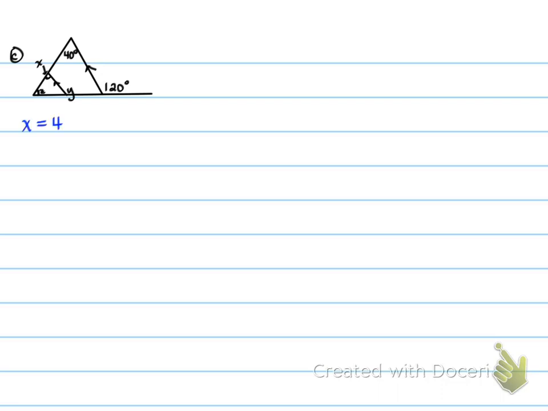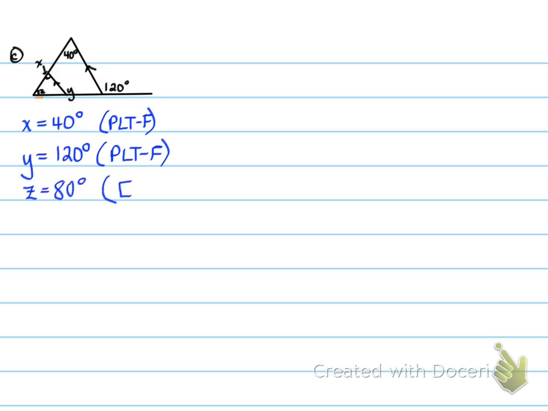Well, Y we can determine to be 120 because of PLT-F. We can also determine that X is equal to 40 degrees because of PLT-F as well. Those are the reasoning, and the answers are 40 for X and 120 for Y because of PLT-F. And you can determine Z is equal to 80, and the reason you can determine that is using the exterior angle theorem.